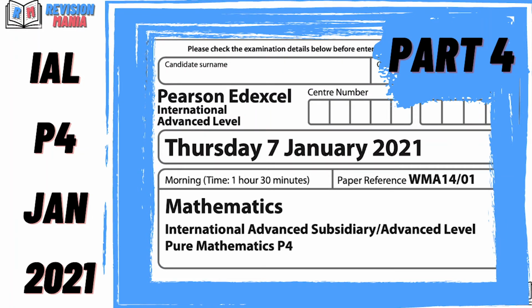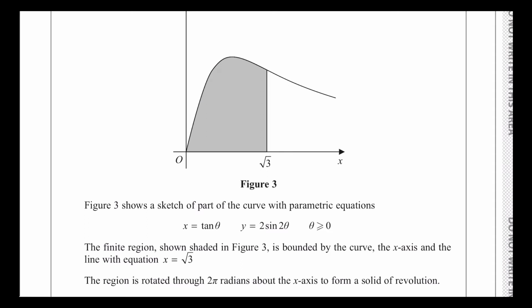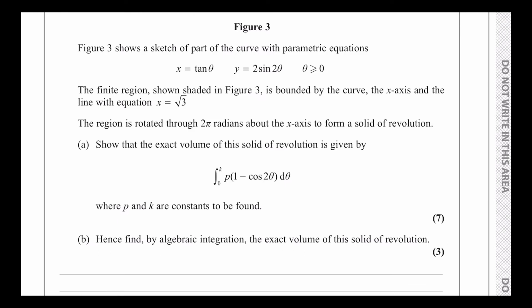Today we are going to do the last part of P4 January 2021. Let's get started. Here is problem 9. We got a sketch of part of the curve with these two parametric equations. The finite region is bounded by the curve, the x-axis, and a line with equation x equals square root 3. The region is rotated through 2 pi radians about the x-axis to form a solid of revolution. In the first part, show that the exact volume of this solid of revolution is given by this term, where p and k are constants to be found. In the second part, we just have to find the exact volume of this solid of revolution.